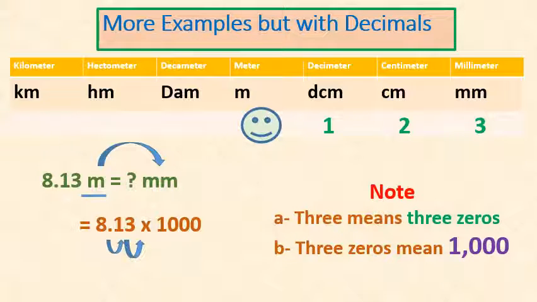1, 2, 3. Uh-oh! Over here we have an empty space. What should we be filling it with? We should be filling it with a what? With a 0. So the number would be 8130.